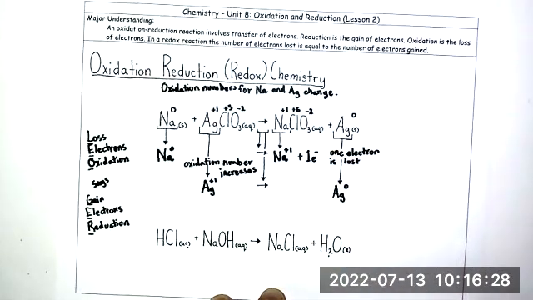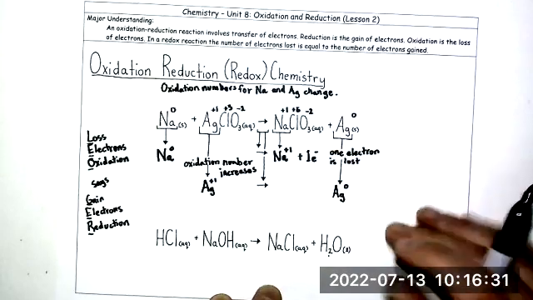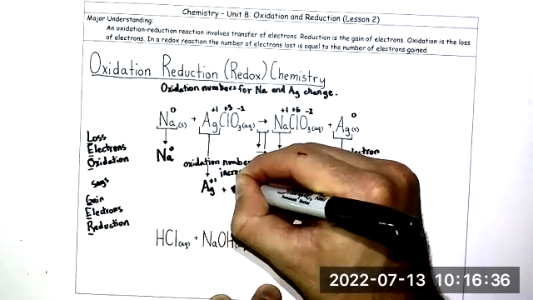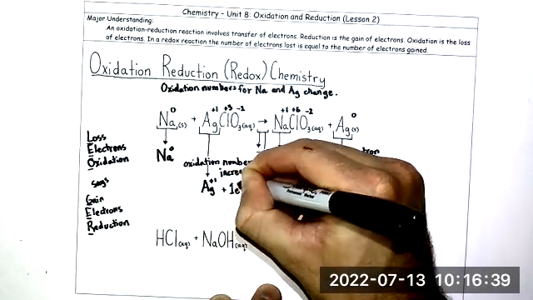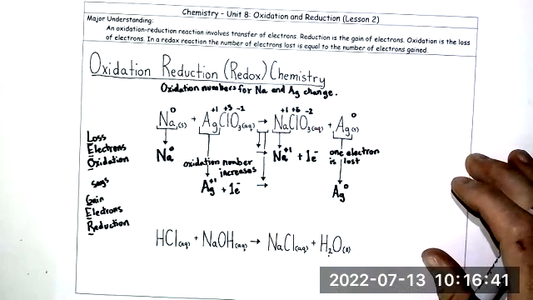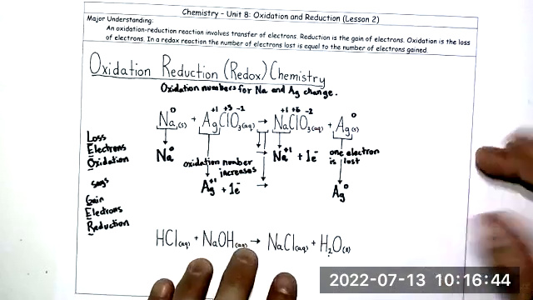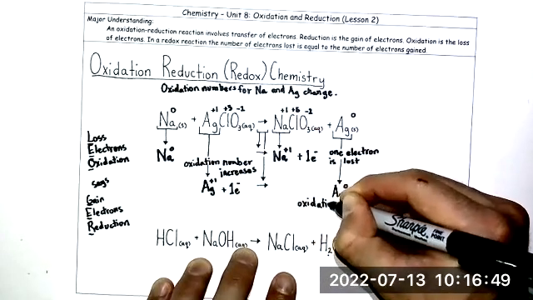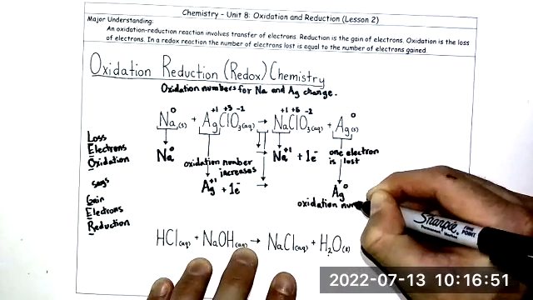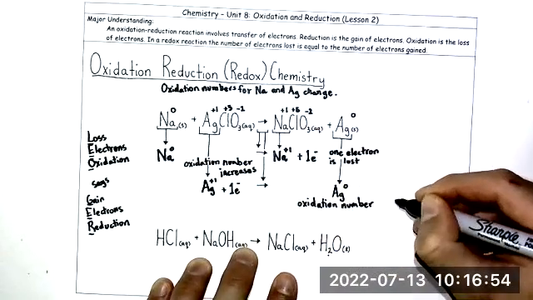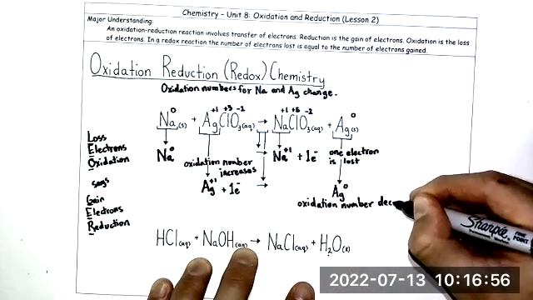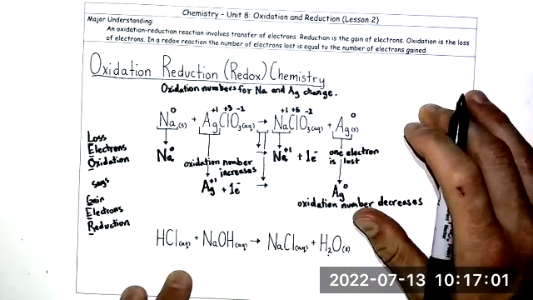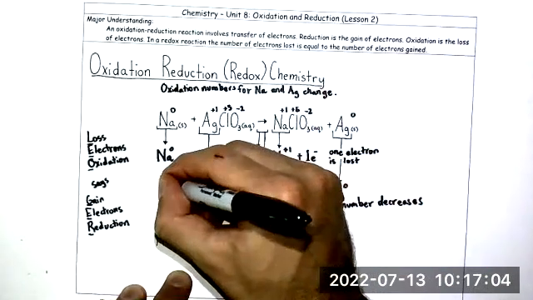Okay, and so to represent that electrons are gained by silver, we're going to add them to the reactant side. So we're going to add 1 electron to the reactant side. And so what happened here is our oxidation number decreases or is reduced, and 1 electron is gained.